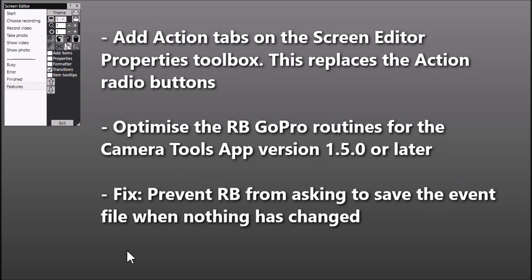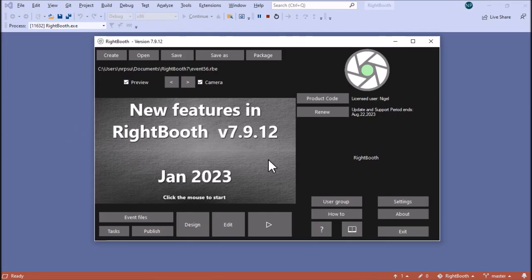And the final thing I'd like to mention is that the RightBooth change flag is now more accurate, which means that RightBooth will not prompt you to save an event file when it doesn't actually need saving. And that's the new features in version 7.9.12.